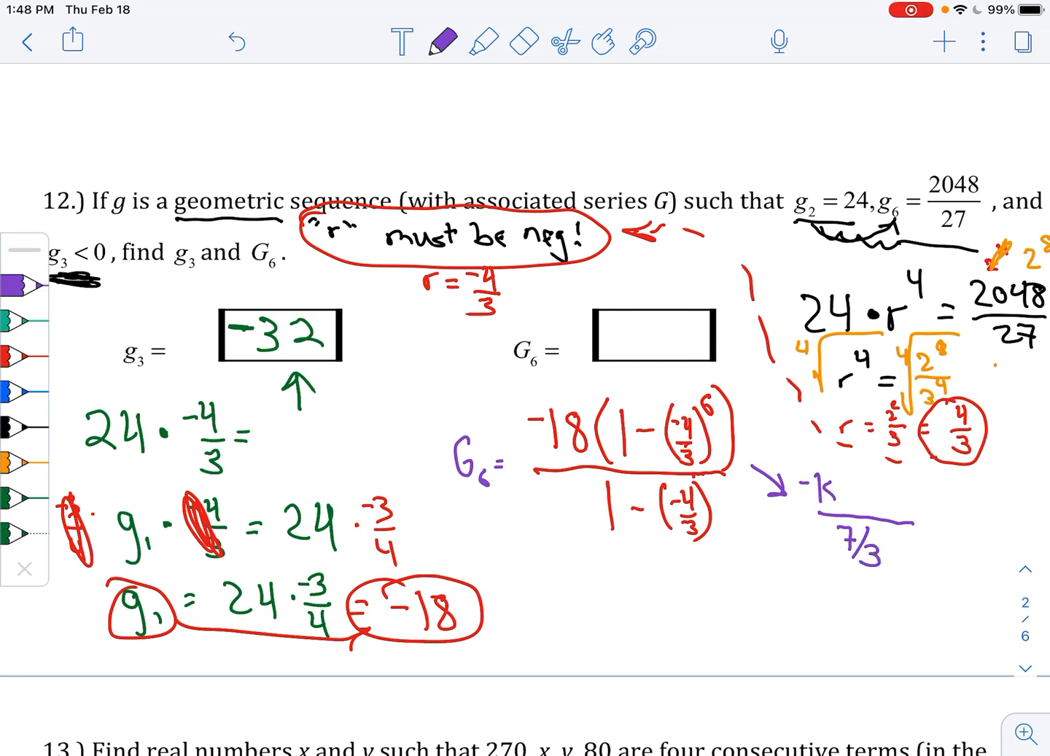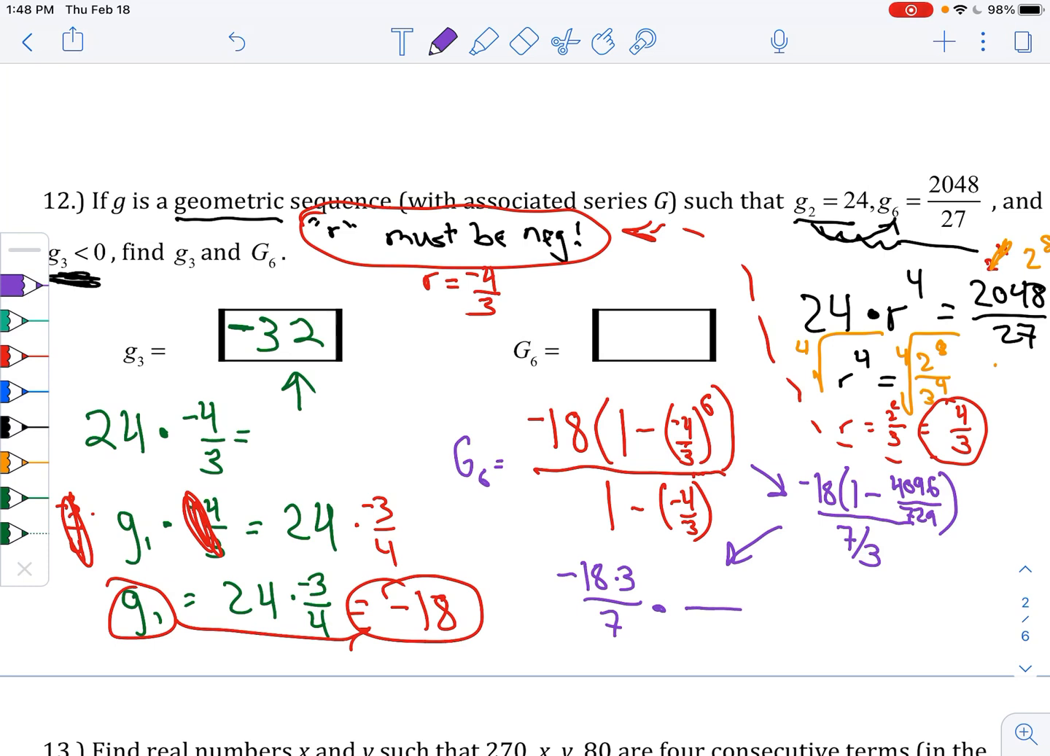And then I've got that negative 18 times 1 minus, don't cancel out these negatives, that's a common mistake here. I need to take negative 4/3 to the power of 6 first. And of course, you'll use a calculator for that. You'll compute it's 4,096 over, and then 3 to the 6 is 729. Now, if I've got negative 18 divided by 7/3, that's going to be times 3/7, isn't it?